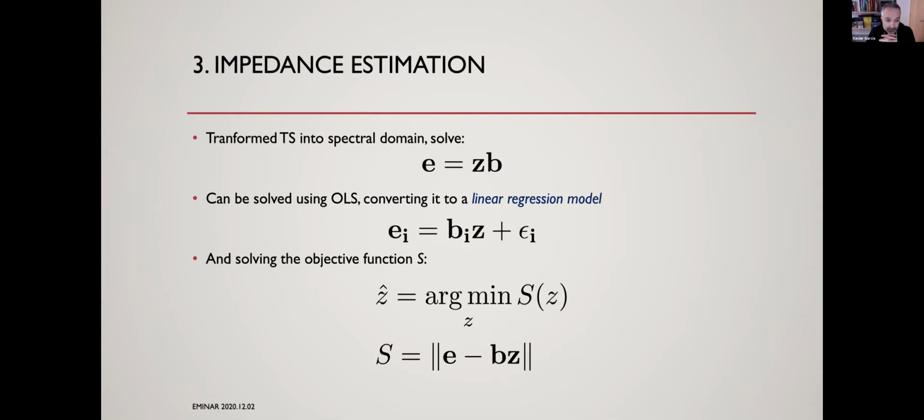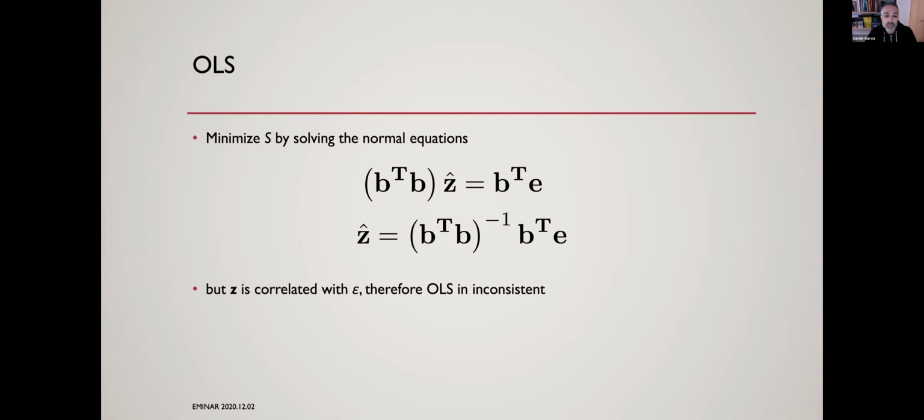And finally, we need to solve the objective function S, and in the case of OLS it is what we have in the bottom. This is the norm of the electric field minus the magnetic field times the impedance. To solve this equation, we multiply on the left side by the Hermitian transform, that's what the superindex T indicates, of the magnetic field, and passing this first term to the right side, we isolate the impedance and we have this equation. It's very simple, but the problem is that in this case, Z is correlated with the residuals, with the errors, epsilon, and therefore OLS is inconsistent.